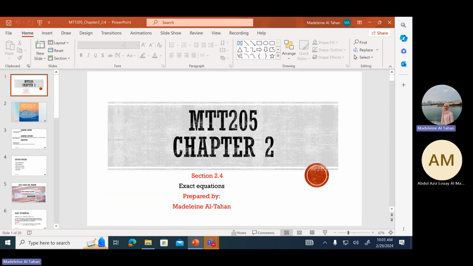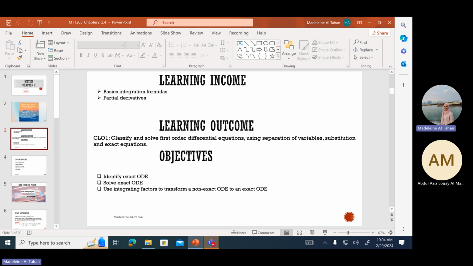Okay. We said that again in chapter 2, our aim is to deal with different first order differential equations. We covered separable, we covered also the linear. Now, suppose that it's not separable and not linear. It may be exact. So we need to explain what's meant by exact. This part, in order to understand it, what we need is basic integration formulas and partial derivatives. If you still remember, we explained partial derivatives before. And those who took calculus 3, they know it, right?